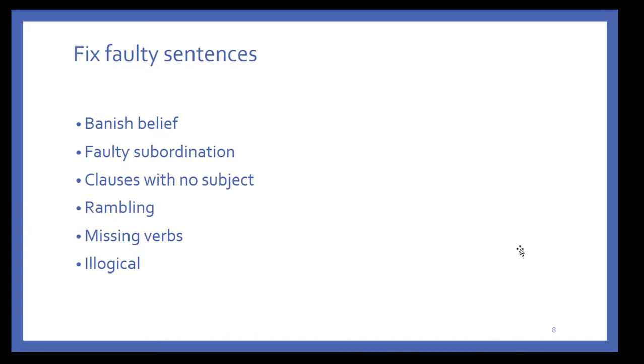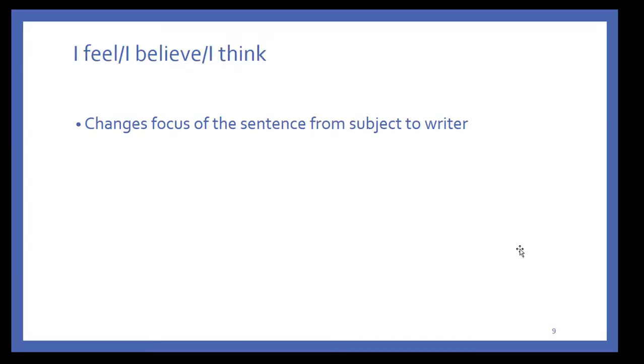All right, now we're going to look at some ways to fix our faulty sentences. And these will be the 6 examples we're looking at. To banish "I believe," faulty subordination, clauses that have no subjects, we ramble on, we leave stuff out, and we say things that are just illogical. Okay, we're going to think Mr. Spock in this case.